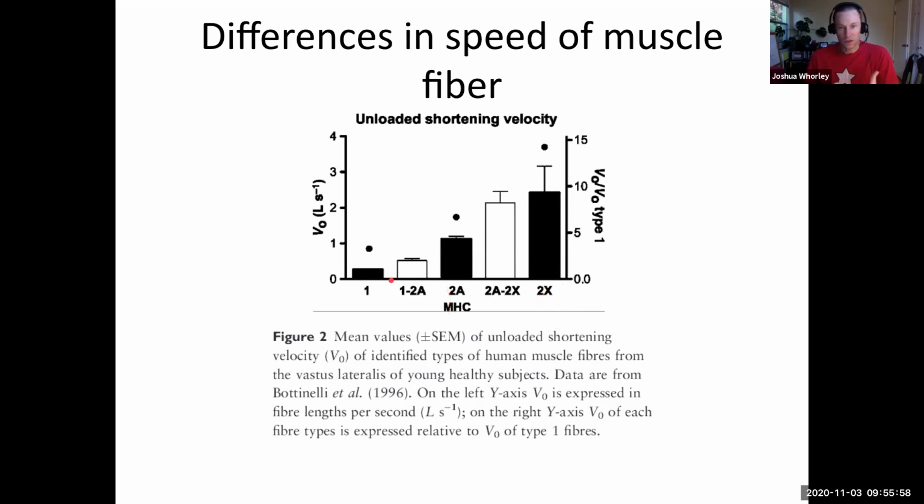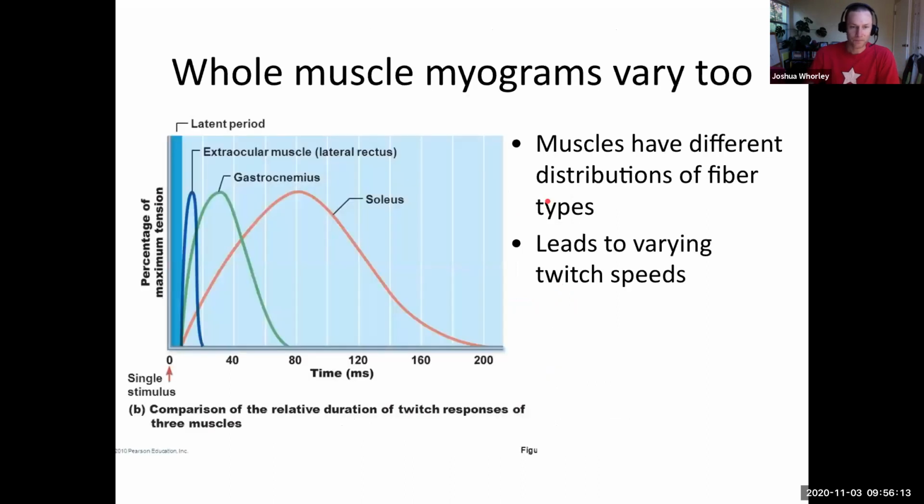So this data is showing that these different fibers not only produce a different amount of force and do it at a different rate, but they also contract a lot faster than this type 1 fiber, up to about 10 times as fast on average. Okay.